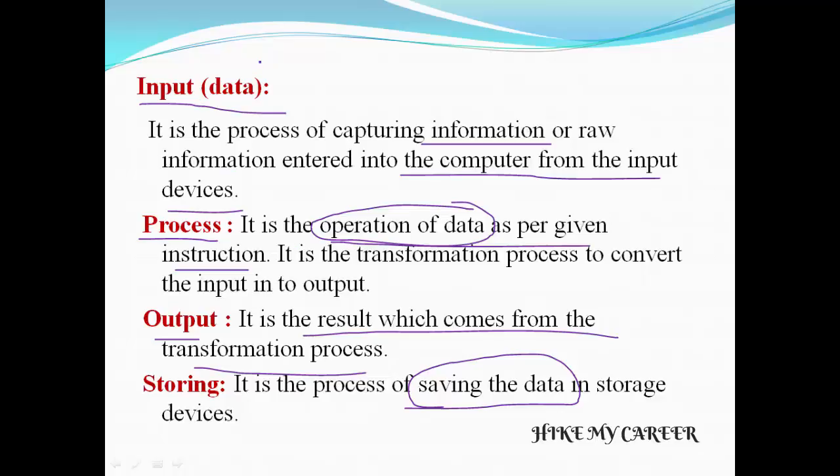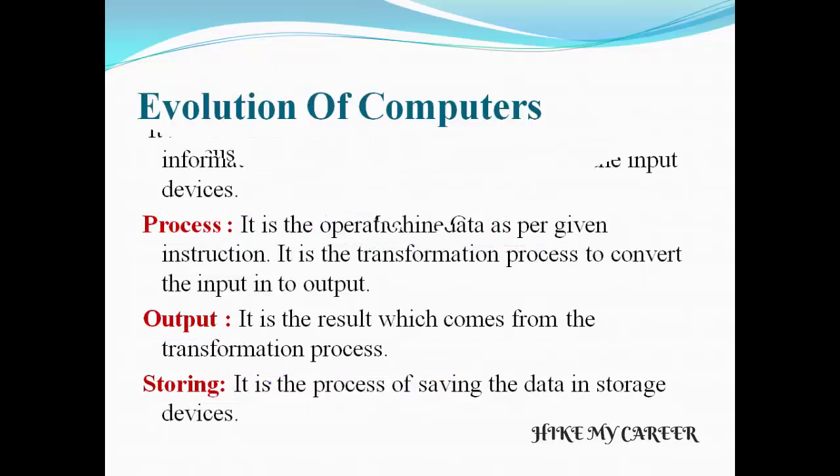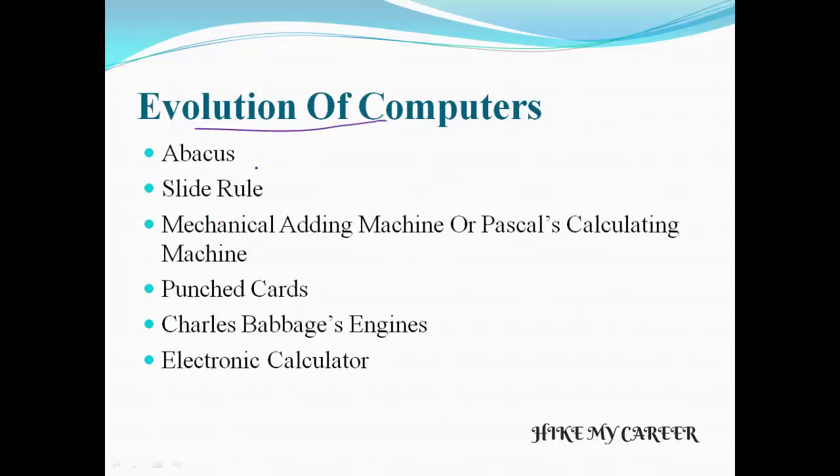So, the question says, what is the correct order of the basic operation of the computer? Next input, next process, next output, next store. Friends, please note the correct order of operation of the computer is input, process, output, storing. Next is evolution of our computer: abacus, slide rule, mechanical adding machine or Pascal calculating machine, punch cards, Charles Babbage engines, electronic calculator.